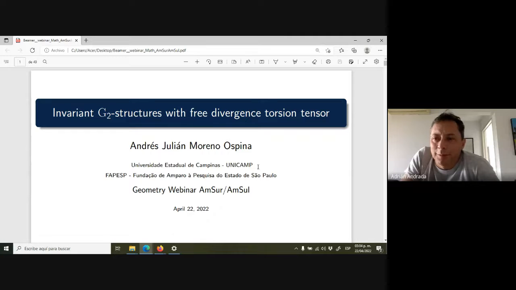I would like to know, Andrés, if you have analyzed some kind of existence of lattices in these almost abelian algebras, just to get to some compact examples.